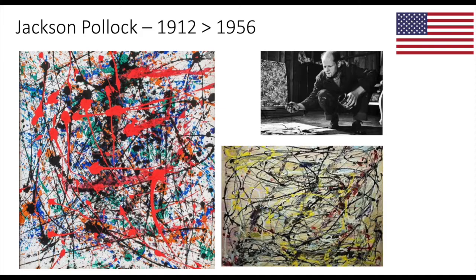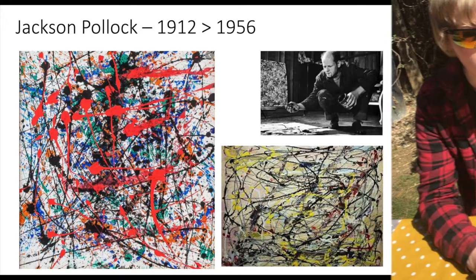Paul Jackson Pollock was an American painter and a major figure in the abstract expressionist movement. He was born on the 28th of January 1912 and died on the 11th of August 1956. He is particularly famous for his technique of pouring or splashing liquid paint onto a horizontal surface, allowing him to paint his canvases from all angles.